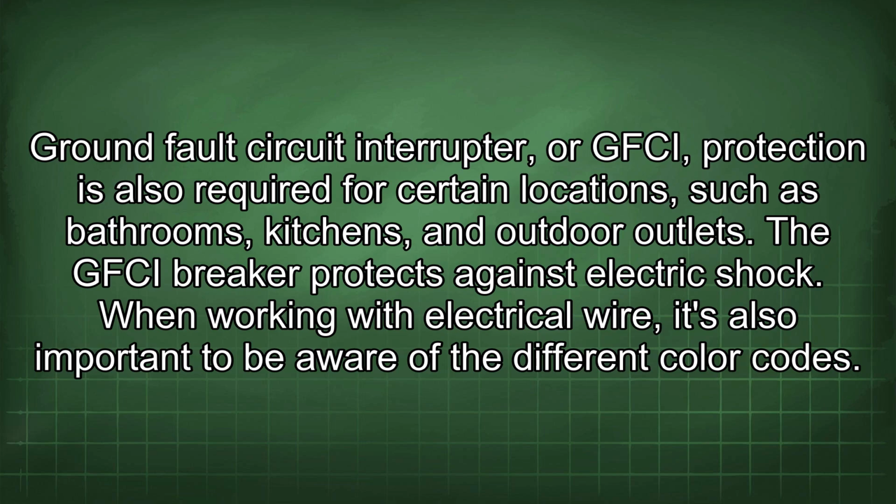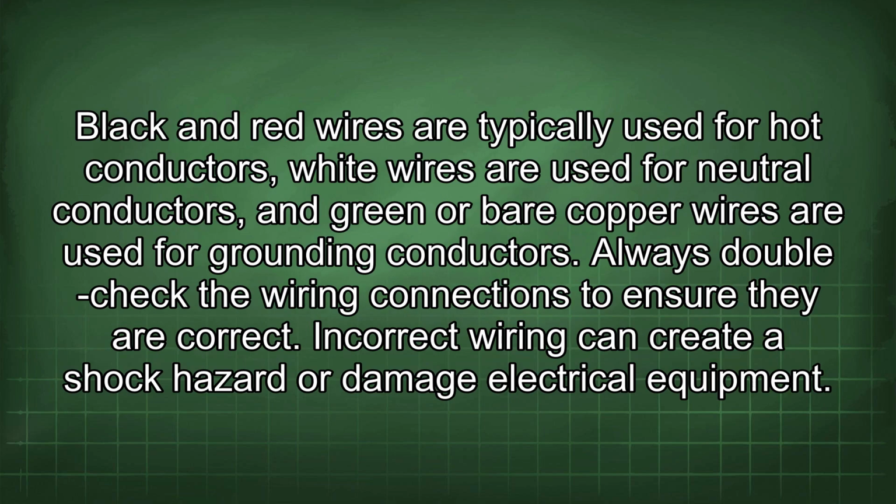When working with electrical wire, it's also important to be aware of the different color codes. Black and red wires are typically used for hot conductors, white wires are used for neutral conductors, and green or bare copper wires are used for grounding conductors. Always double-check the wiring connections to ensure they are correct. Incorrect wiring can create a shock hazard or damage electrical equipment.